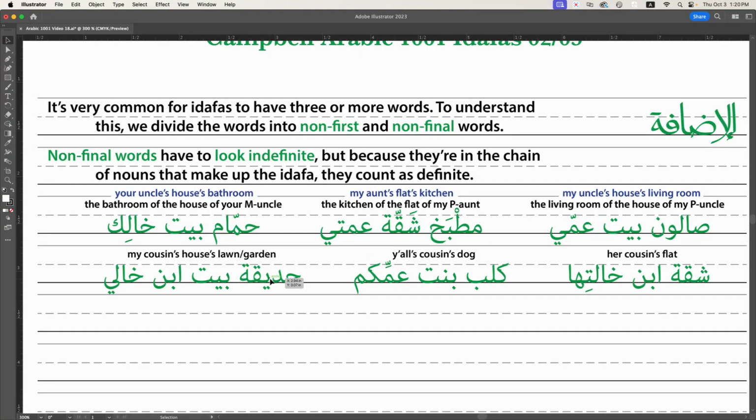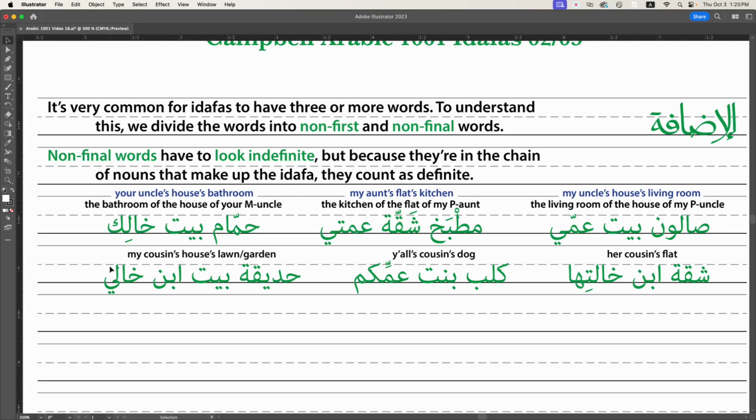Or hadika. Hadika is a great all-purpose word meaning green space, garden, lawn, park, could be any of those. So hadikat, we hear the ta of the ta marbuta, beit ibn khali. So the son of my maternal uncle. In other words, his father and my mother are siblings.